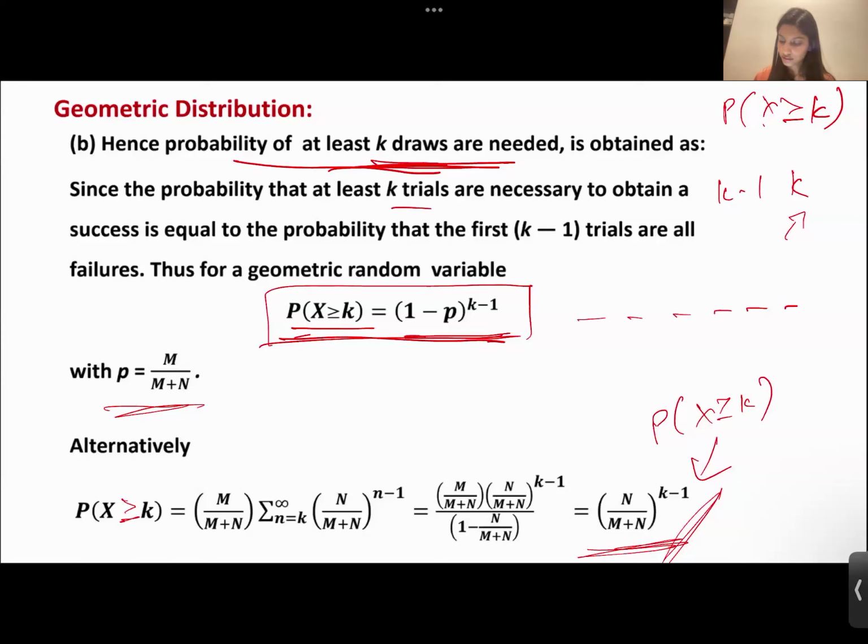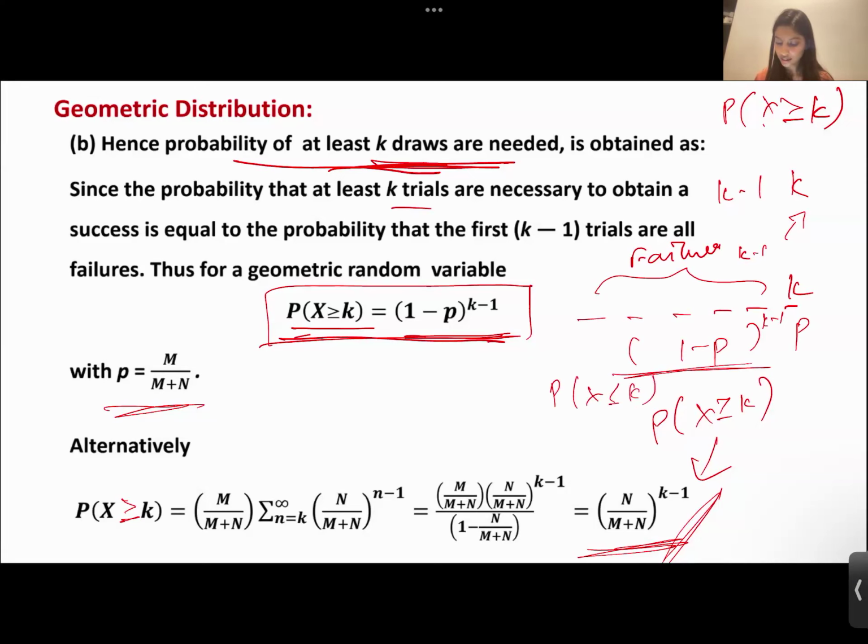We just saw that you get the success at the kth trial, and all the previous k minus 1 trials are failures, right? So basically this is p and this is (1 − p) to the power k minus 1. So this ideally should be X equal to k. But why in this equation is there P(X ≥ k) for the same value? How did we get this? Let me do a quick derivation so that it's easier to understand.